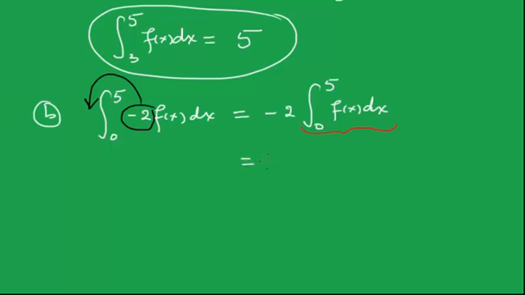So this equals negative 2 times 12, which is negative 24, and that's the answer.